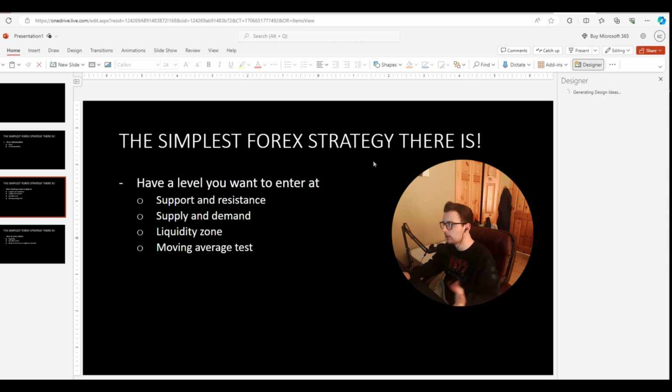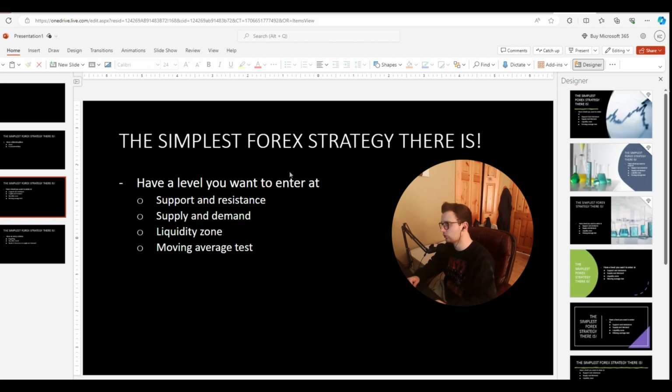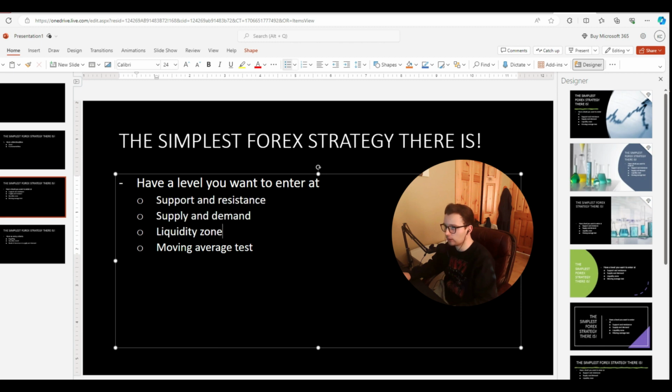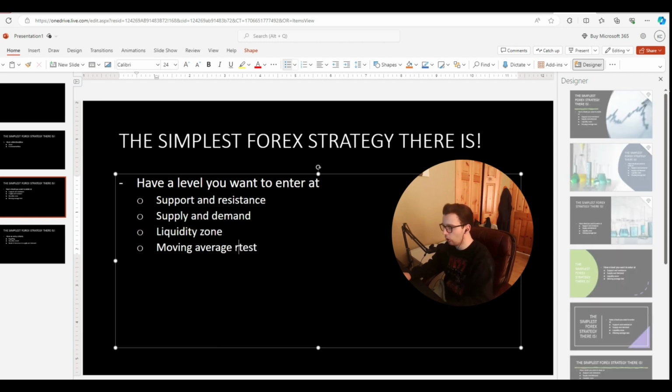The second step is you want to have a level to enter at. You need to find a zone or a key area where you want to enter the market. This could be support and resistance, supply and demand, liquidity zones, moving average retest. These are all different ways or different areas where you can enter the market.